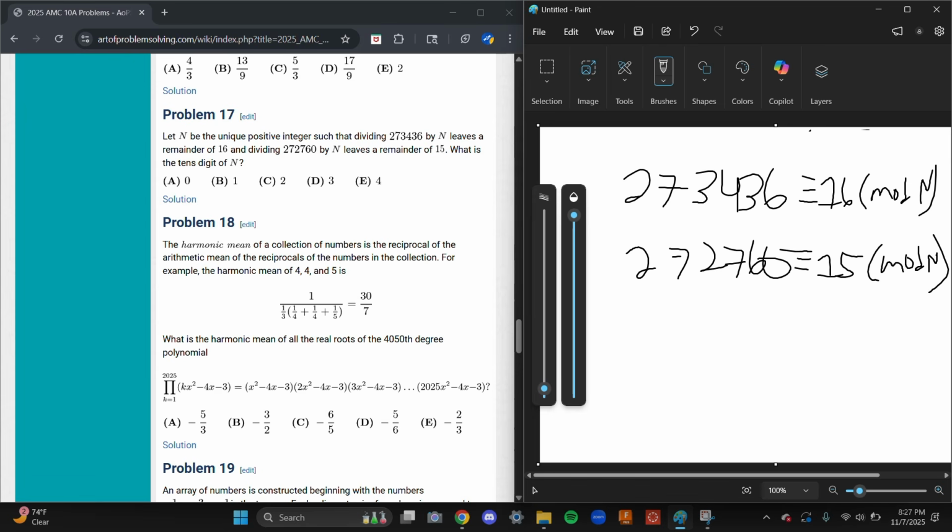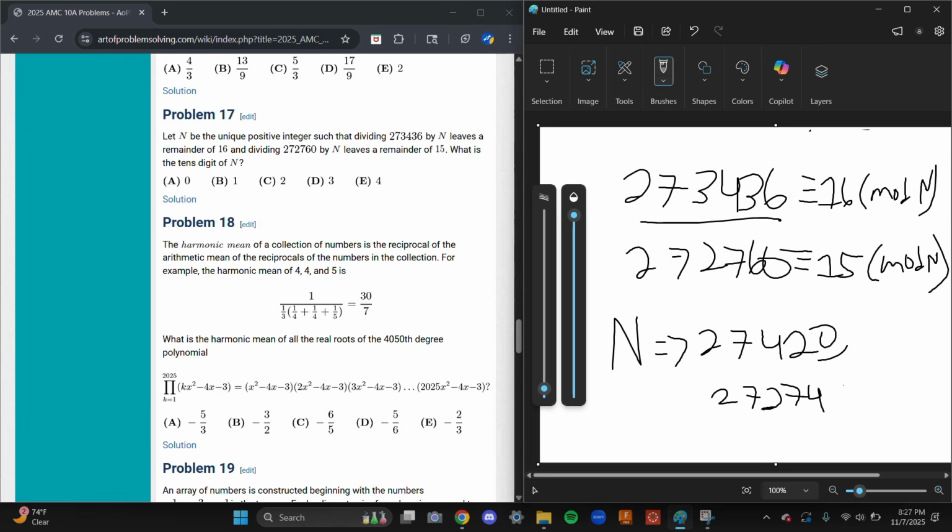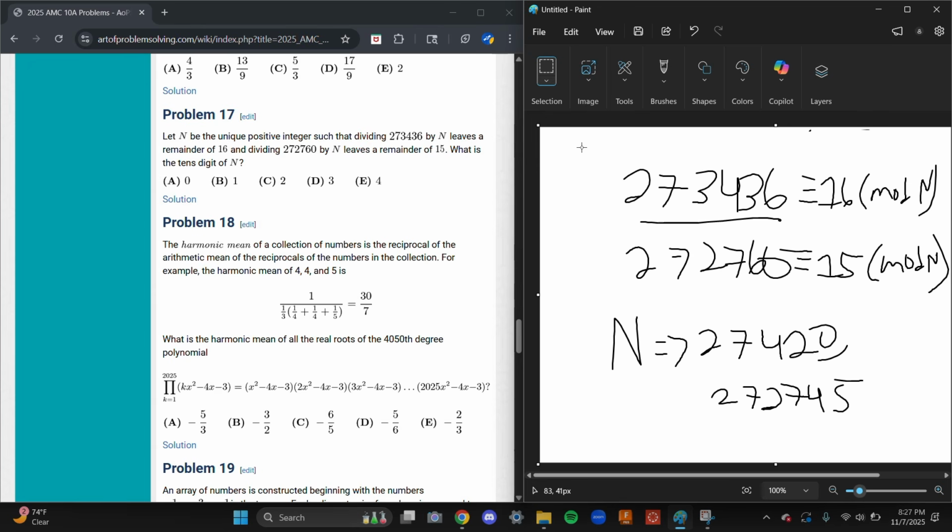Okay, now let's move the 16s and 15s over, right? So we essentially have n is congruent to 0, or n is going to be a multiple of 273,436 minus 16, so that's going to be 273,420. So n is a multiple of 27420, and it's also a multiple of 272,745, right? Or divisor, sorry, n divides both of these numbers.